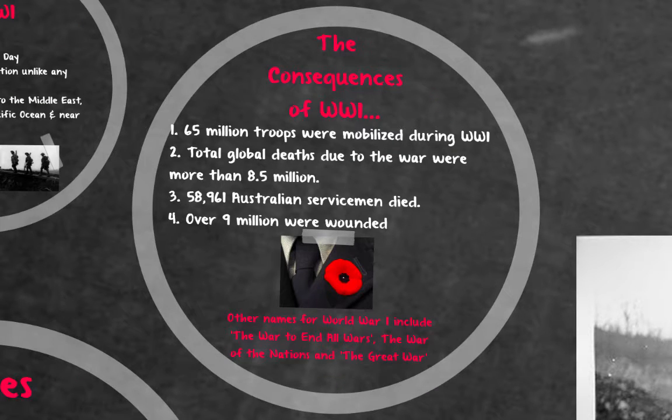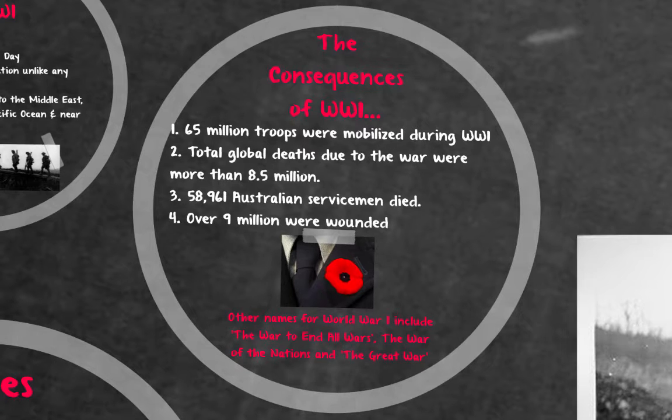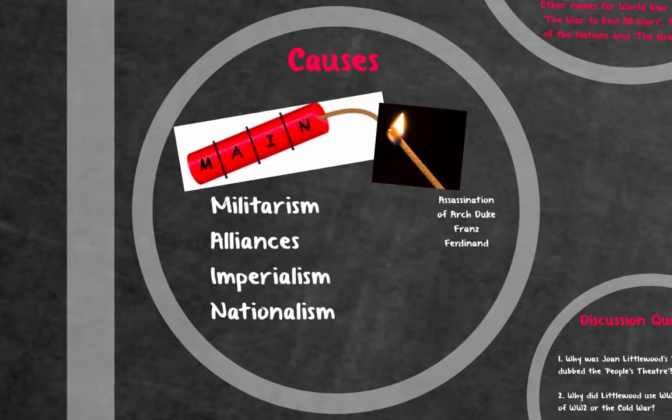There were massive consequences. We had 65 million troops mobilized, and the total global deaths due to the war were more than 8.5 million. 58,961 Australian men died, and over 9 million Australian men were wounded. We've heard the war called the war to end all wars, the War of the Nations, and the Great War. So it was pretty devastating. I'm not going to go into what each of these mean because, again, I feel like you should have a good handle on them, but just to refresh you, here are the causes of World War I.